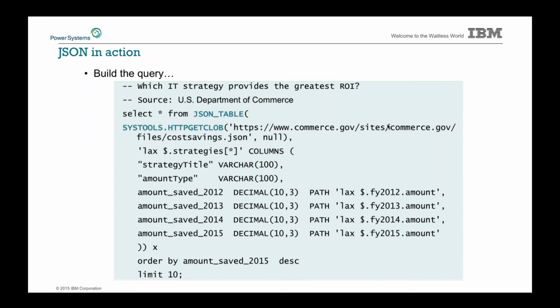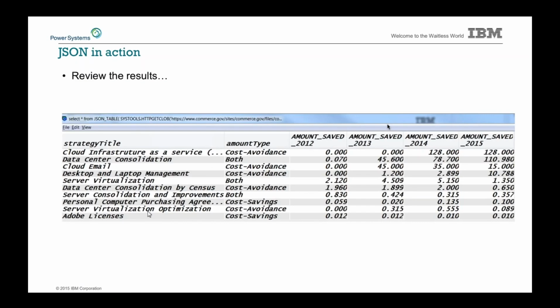So I can get JSON information either from the web or I can get it locally. That's one of the cool things about this support. And when I hit enter, I will get a table that'll give me my different strategies, what the strategy titles are, the amount type, as well as the amount saved in each of the different years in these different areas.